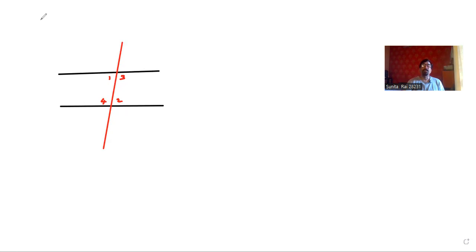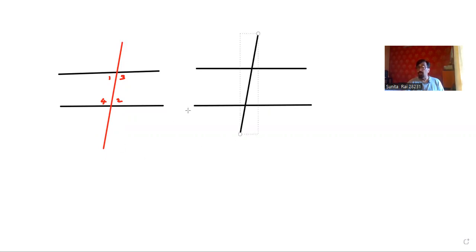In the same way, children, when a transversal intersects two coplanar lines, again I'm drawing two coplanar lines, meaning lines lying in the same plane. Whenever a transversal intersects two coplanar lines, four pairs of corresponding angles are formed. Now, what are these corresponding angles? Please try to understand.